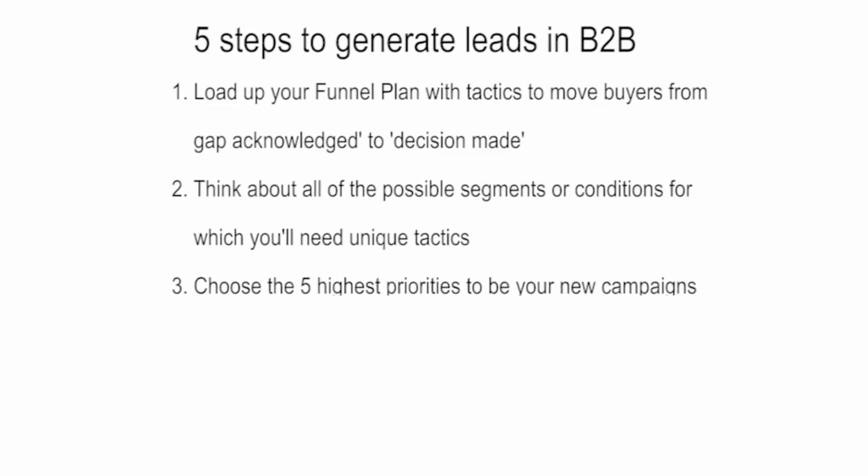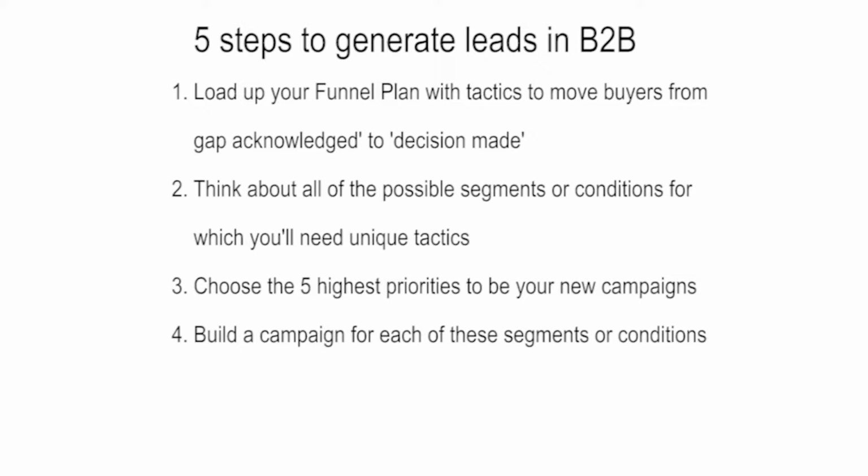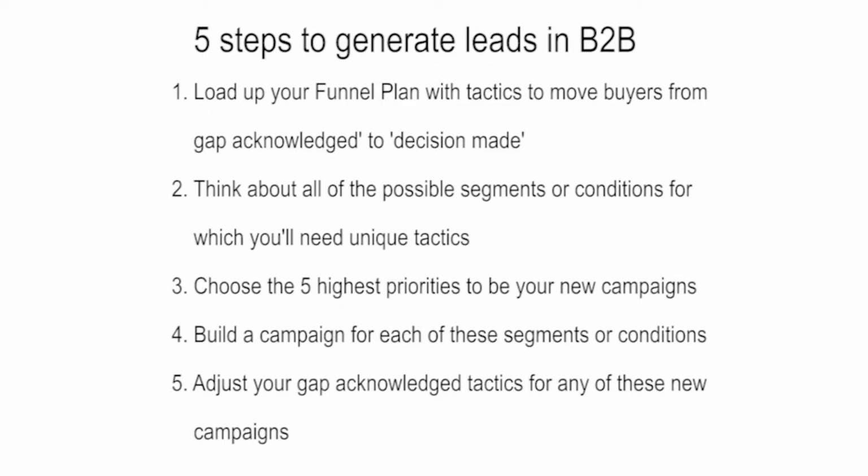Step 3, choose the 5 highest priorities and make those your campaigns. 4, build a campaign for each of those segments or conditions. And again, shortly I'll explain the difference between a segment and a condition. They're both valid. For now, I'm going to keep them together. And step 5, make any adjustments to your gap acknowledged tactics, that is the tactics you already put in the first place, to accommodate any of these new campaigns. Let me explain what all of that means.